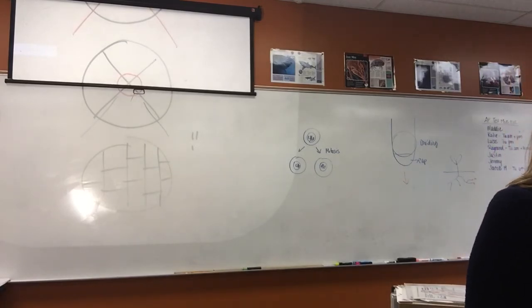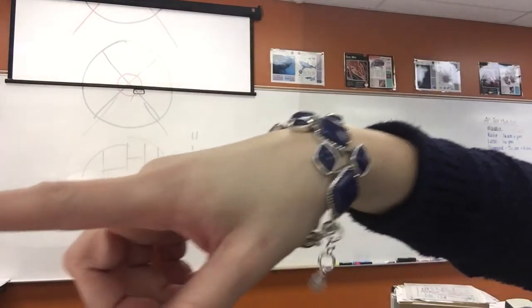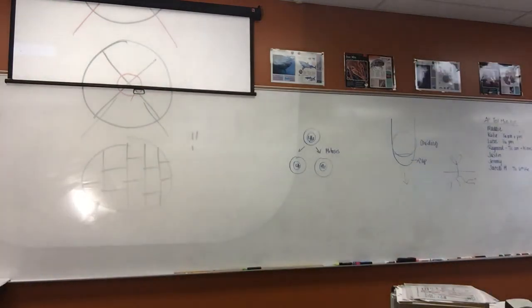I think we have even numbers of people. So Raymond and Savannah, I'll have you work together. And Shane and Ryan, I'll have you work together. Oh, and then, so we need a group of three. You can just join someone. All right.